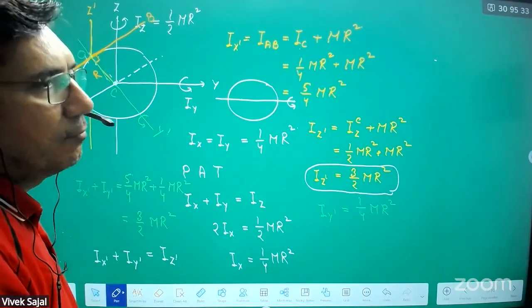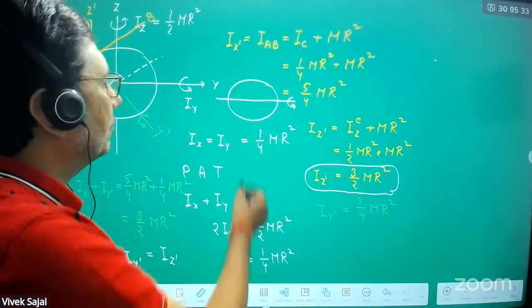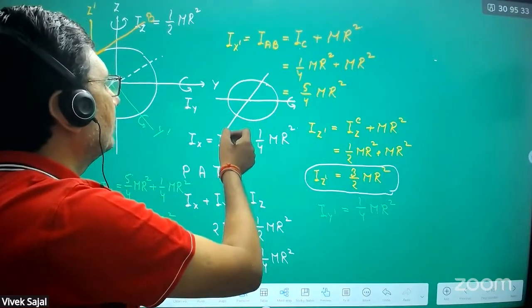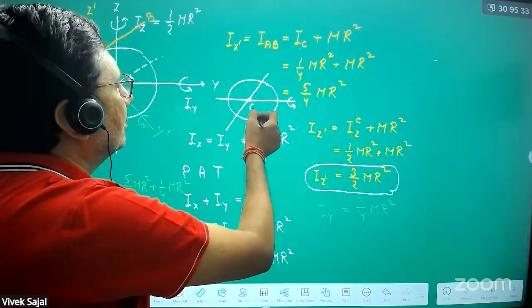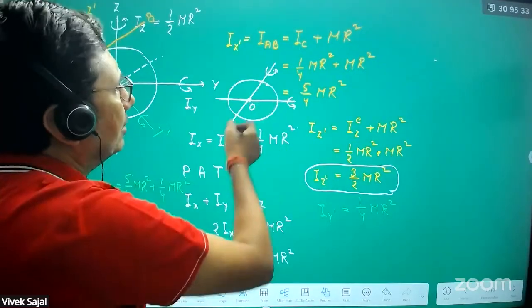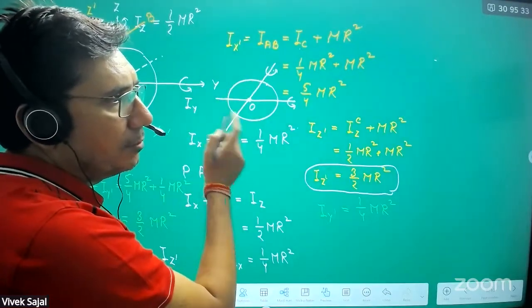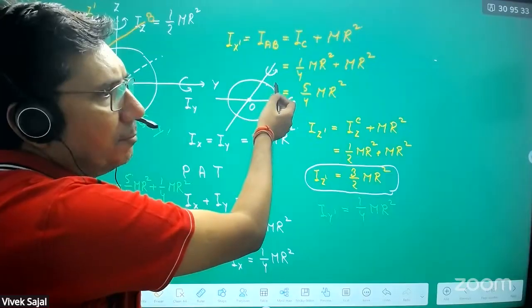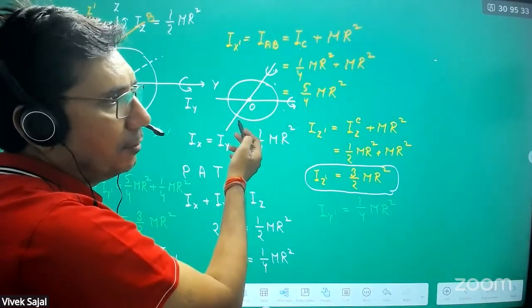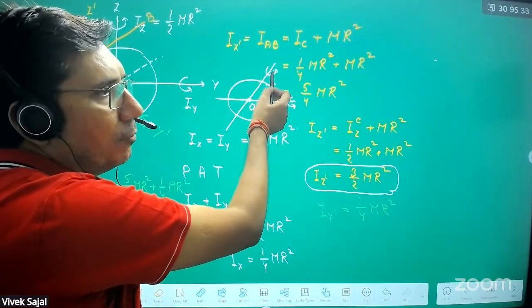I y is 1/4 m r squared. Yes. If you choose another axis passing through the center, and you are rotating about this, it may be any, but passing through the center, it is like a diameter. If you are rotating the disk about the diameter, then it will be the same, because in both cases you are going to get the same sphere on rotation. So this will also be 1/4 m r squared.